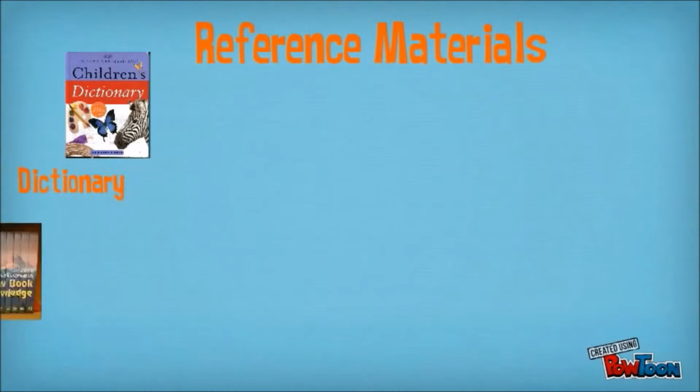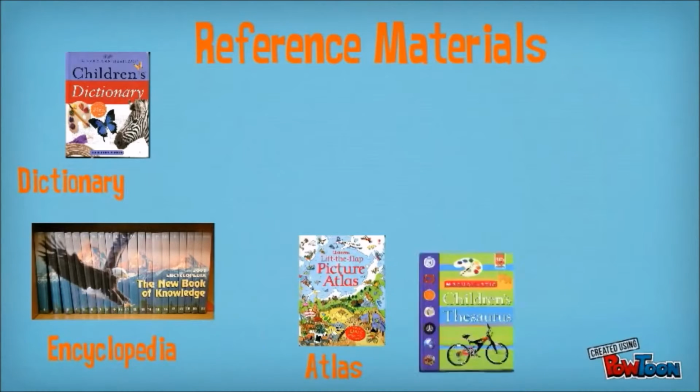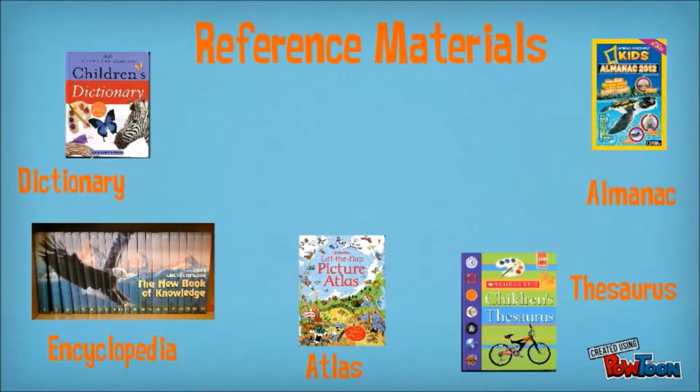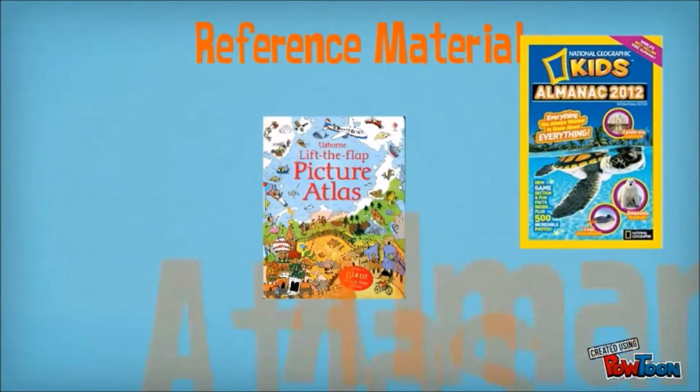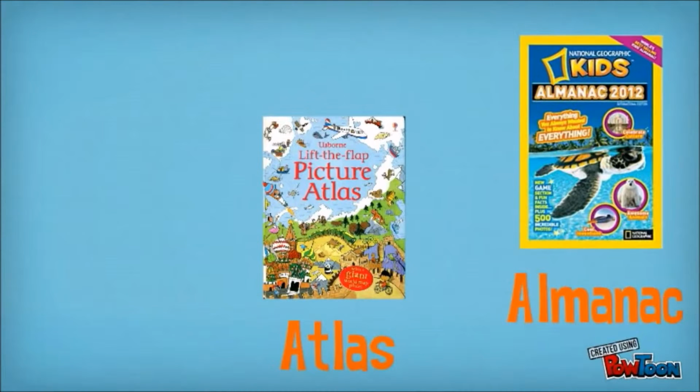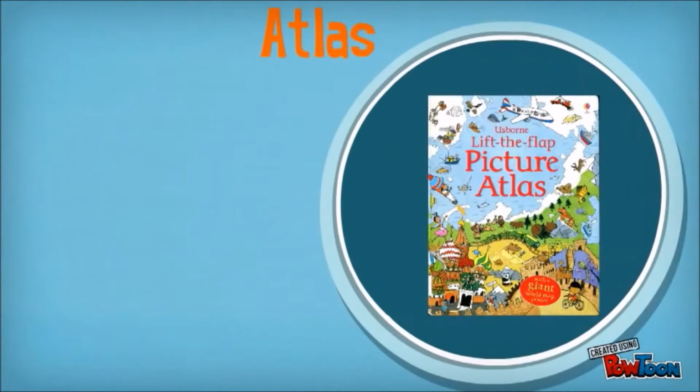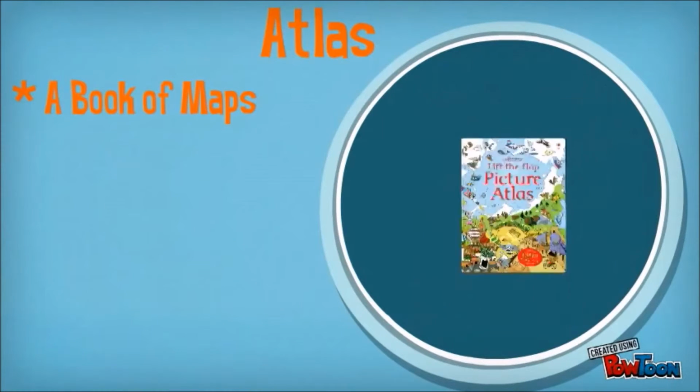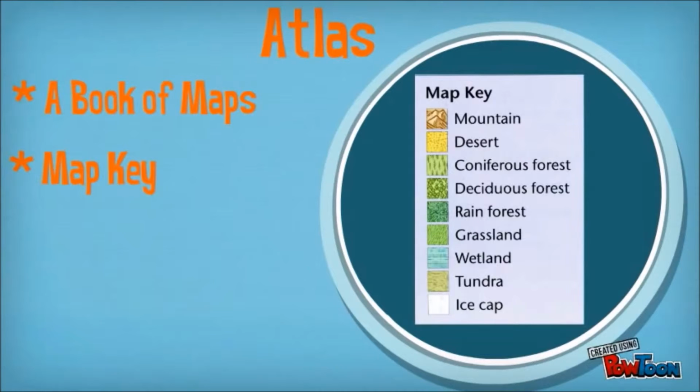In Part 1, we talked about dictionaries, encyclopedias, and thesauruses. Now we're going to go over atlases and almanacs. An atlas is a book of maps. One way you can remember this is by saying, if you want to know where something's at, look in an atlas. Some key features in an atlas are map keys.